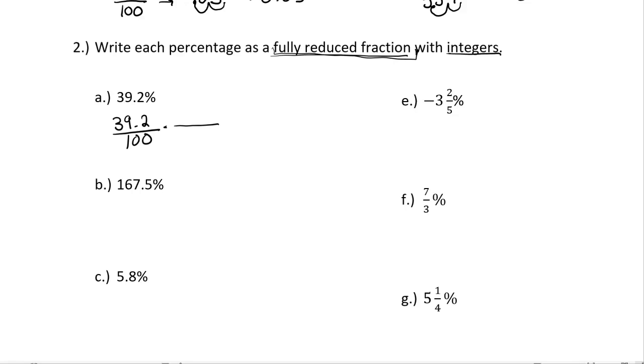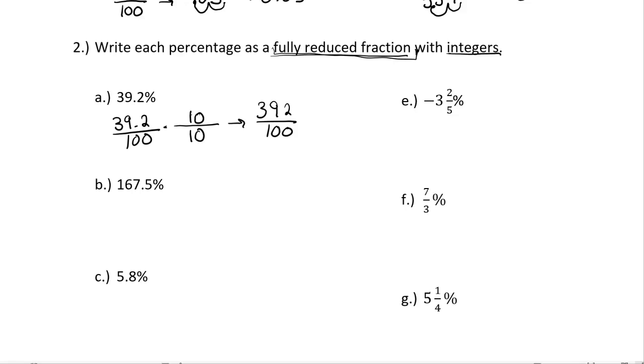Well, we've got 39 2/10 in the numerator. I need to move my decimal once to the right, so I need to multiply by 10. Since I multiply the top by 10, I have to multiply the bottom by 10. That gives me 392 over 100. So there is my fraction with integers, and now I need to fully reduce that.